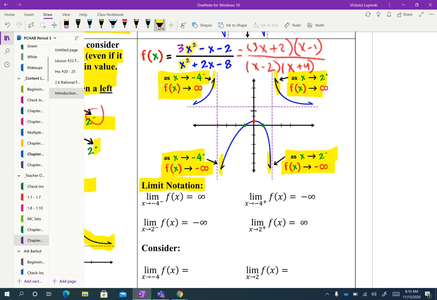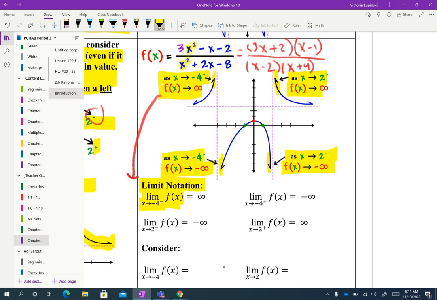So limit notation, you're always going to use the letters LIM to be limit. Then underneath, in a smaller size, you're going to tell me as x goes where, from what side. So I'm taking this statement first and converting it to a limit statement. The way that I would say that is the limit as x goes to -4 from the left-hand side of f of x.